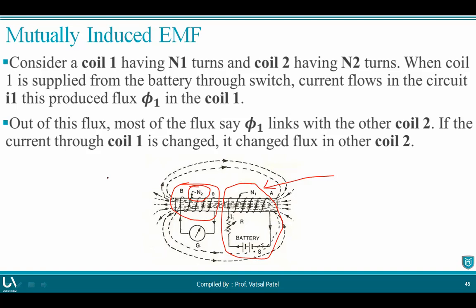produced in the core because of coil 1. Most of the flux it produces is linked with the other coil, that means the coil having N2 turns. So if the current of coil 1 is changed, then the flux in the other coil is also going to change, because the main flux has changed. So that is the indication of this diagram and the sentence given here.